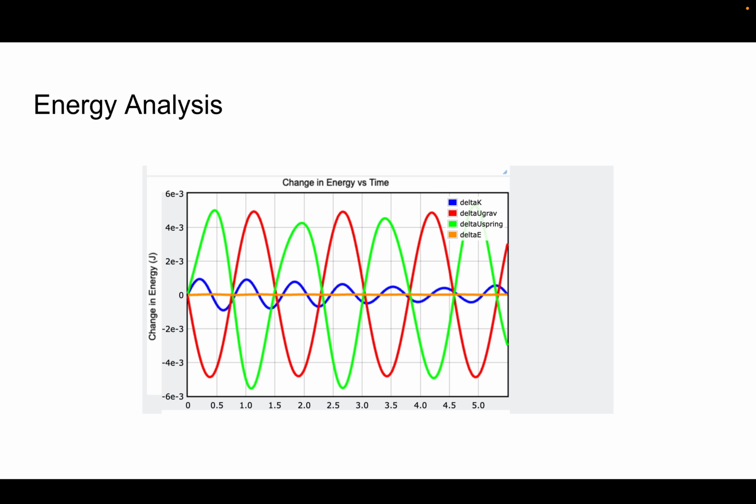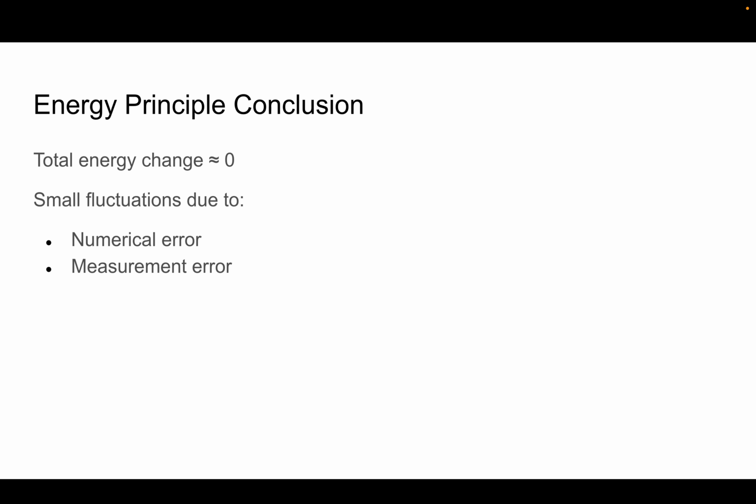Next, I analyzed the energy changes in the system. The kinetic energy is shown in blue, gravitational potential energy is in red, and the spring potential energy is in green. The orange curve shows the total energy change. We can see that the energy transfers between kinetic, gravitational, and spring, but the total energy remains nearly constant. This demonstrates that the energy principle is satisfied for this system.